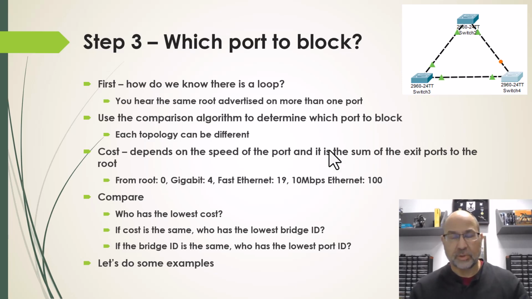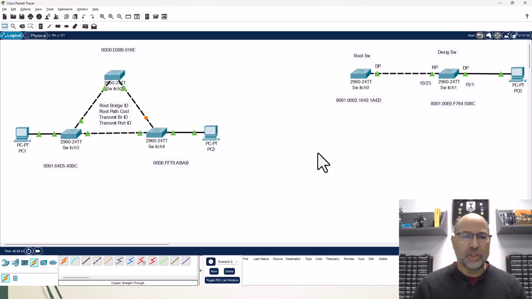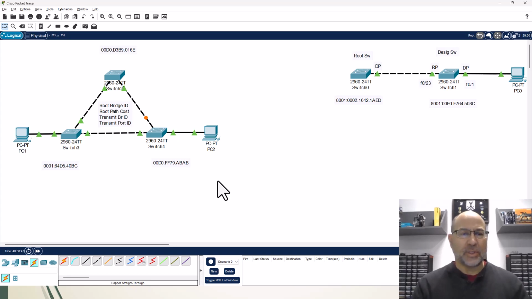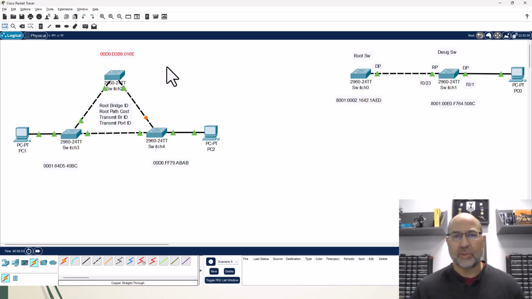Let's do some examples. So we're going to focus on our 3-bridge topology or our 3-switch topology. And I've got the MAC addresses up there again, but we know, of course, that each one of these is prefaced by the priority. And by default, the priorities are all the same. Now, this topology is already converged, but we're going to break it.